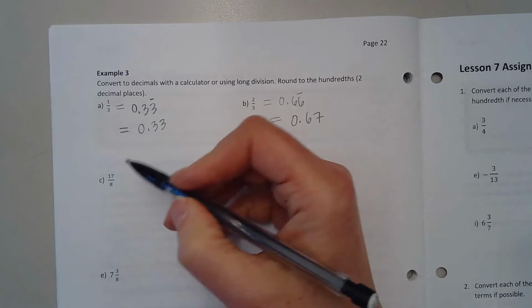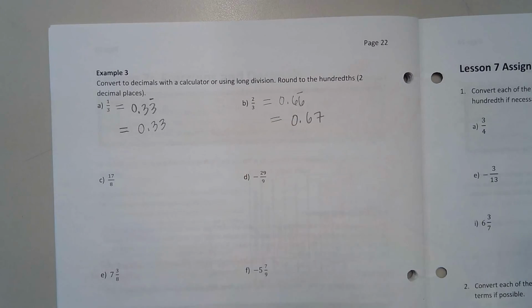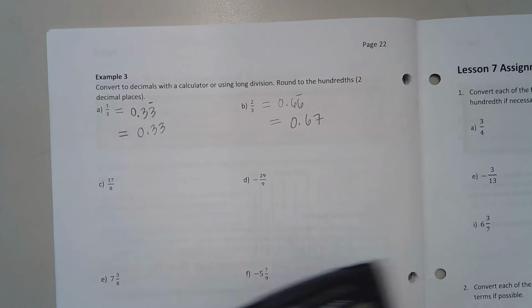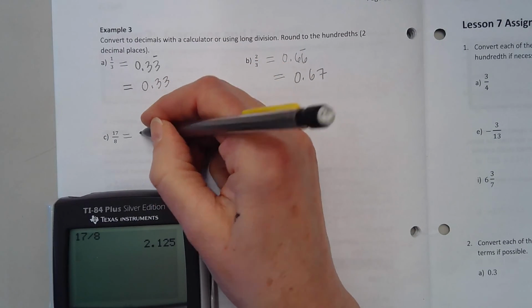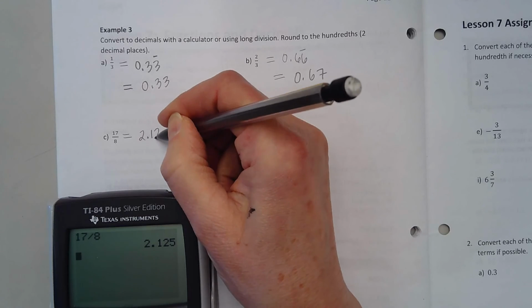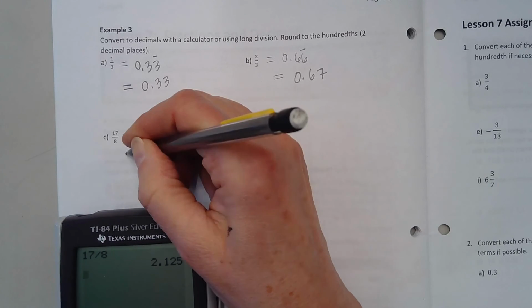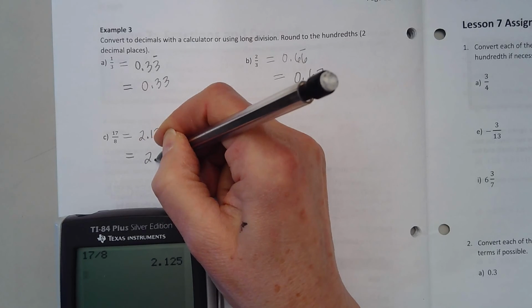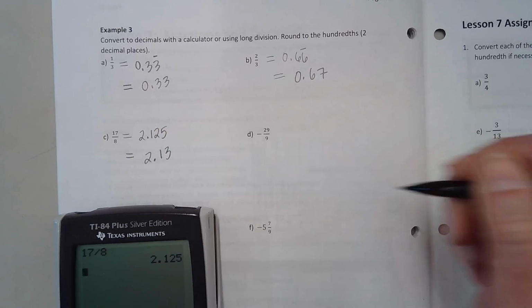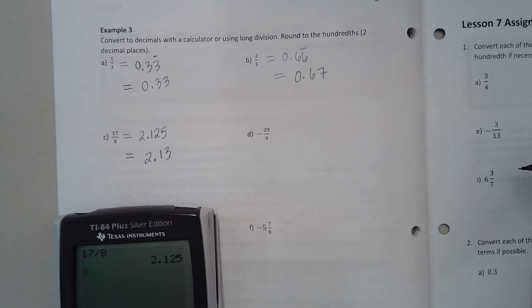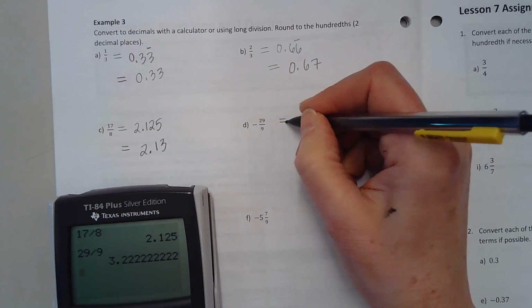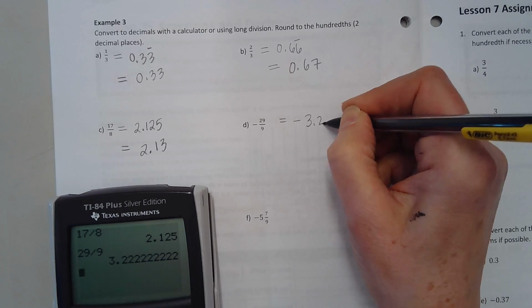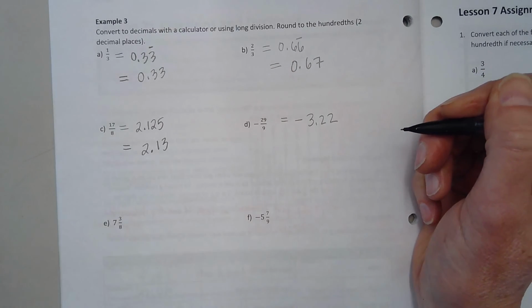17/8, it's an improper fraction. I know I'm going to end up with a whole number, right? And a decimal equivalent. So this is what I would get initially. It ends anyway, so it's a nice decimal. But they wanted me to round to the hundredths. So this would round to 2.13. Okay. 29 ninths. Negative 3.22. Agreed?